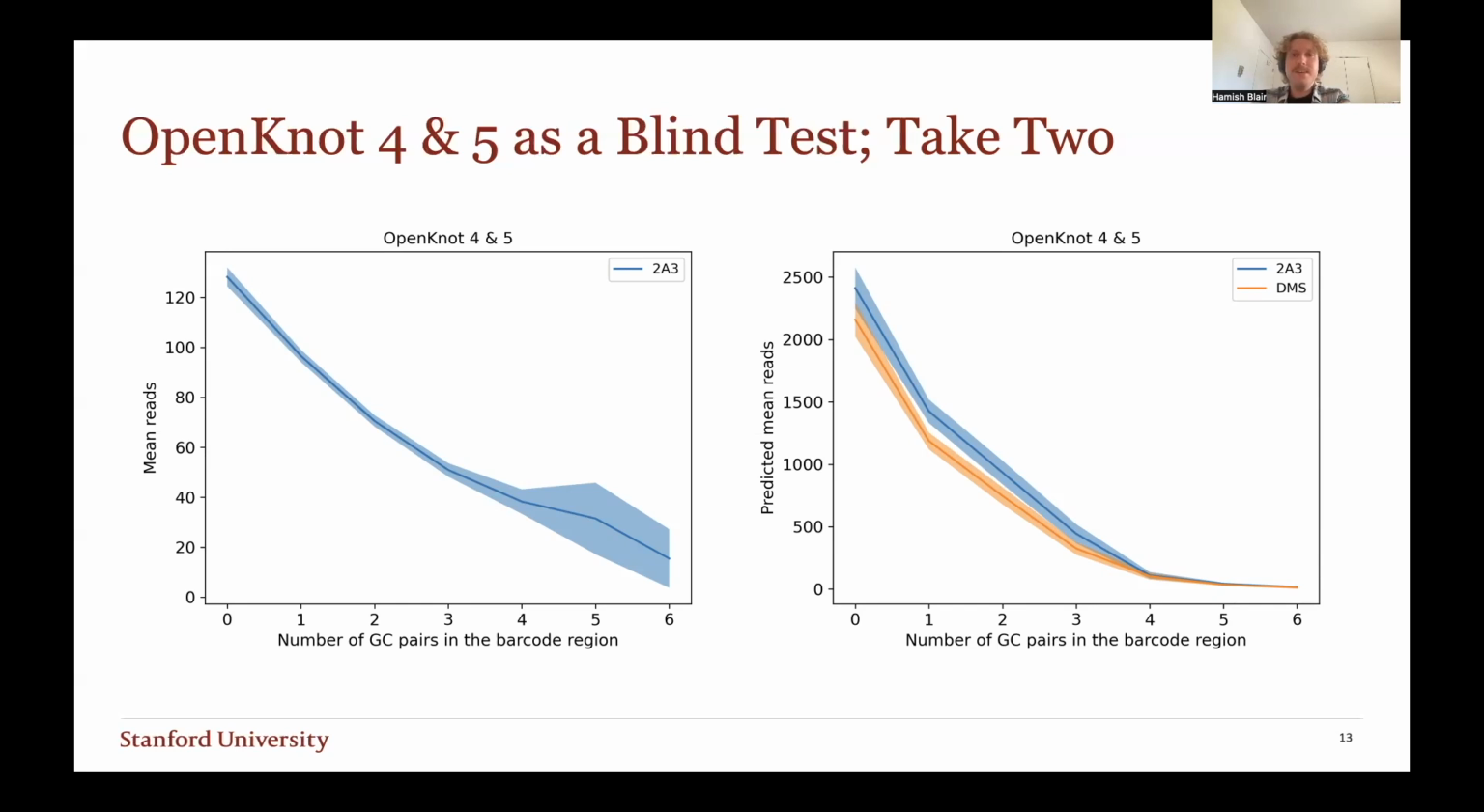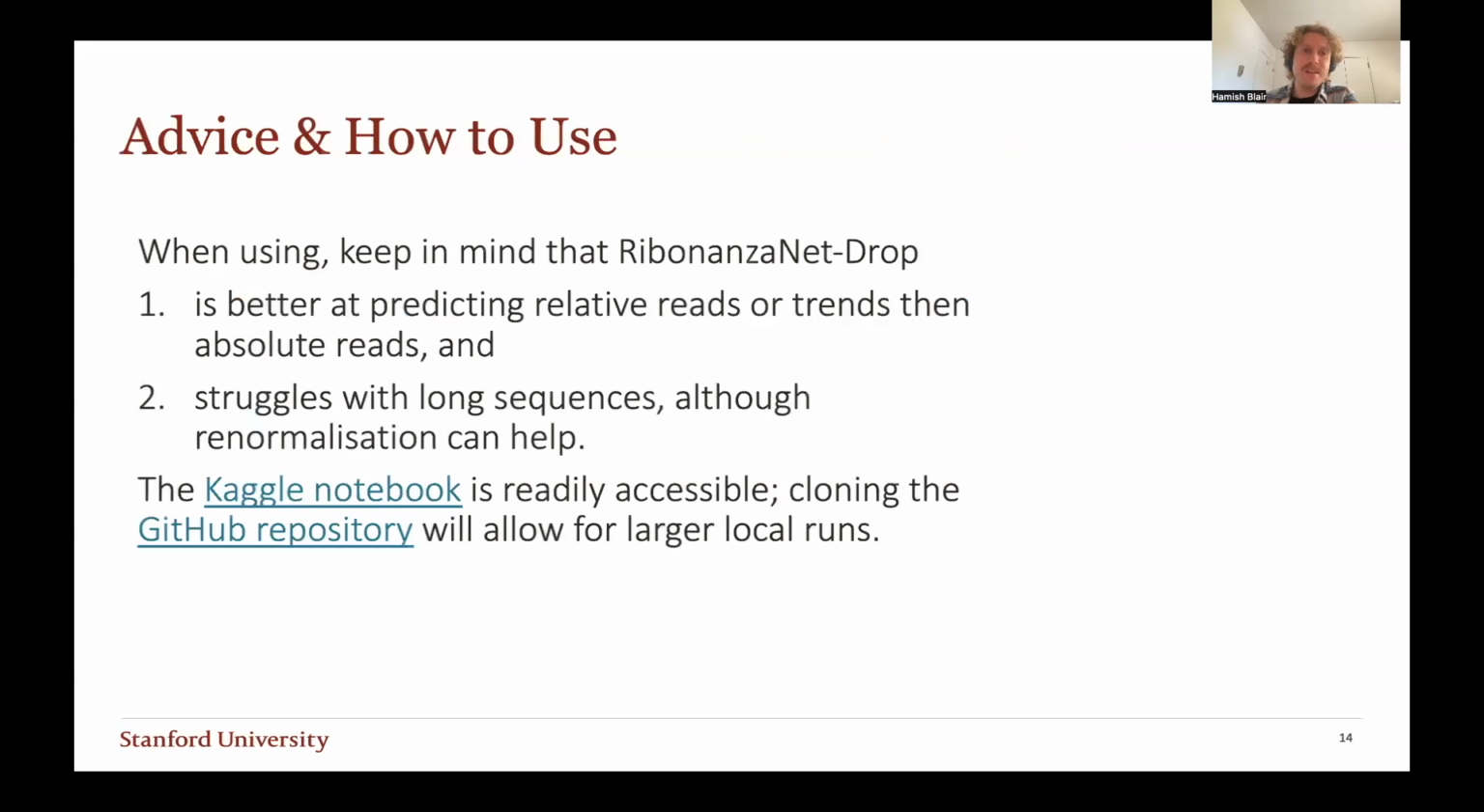And so this demonstrates that it can understand these trends well. And so this is something to keep in mind if you are going to use RibonazaNet-Drop, which is that the absolute numbers in RibonazaNet-Drop don't mean so much. It won't necessarily get the absolute numbers correct, but the trends, it's much better at getting correct. And on average, it will get the correct number of reads. So it's much better at predicting relative reads, so comparing the reads between sequences and trends, than predicting absolute reads.